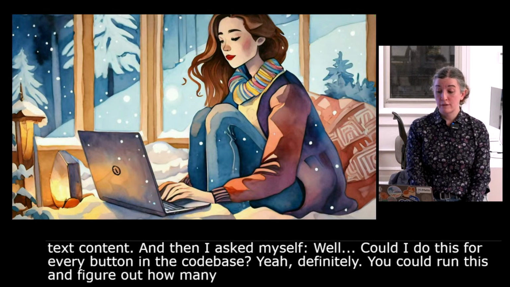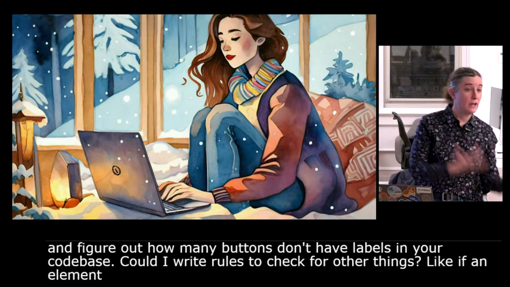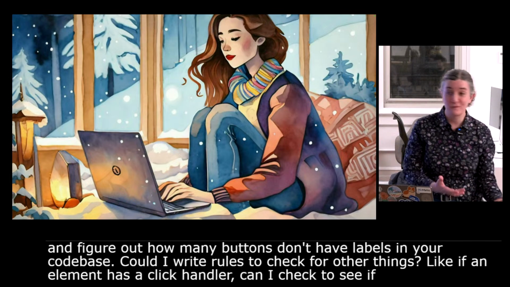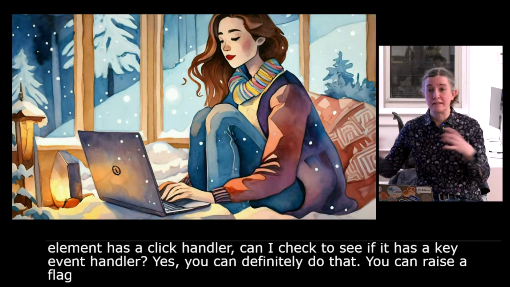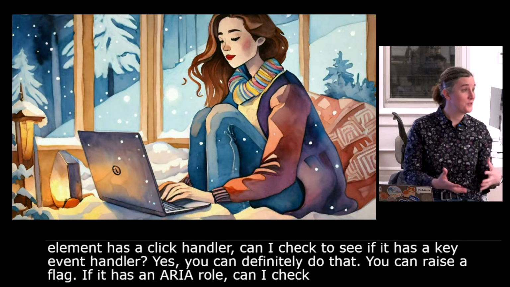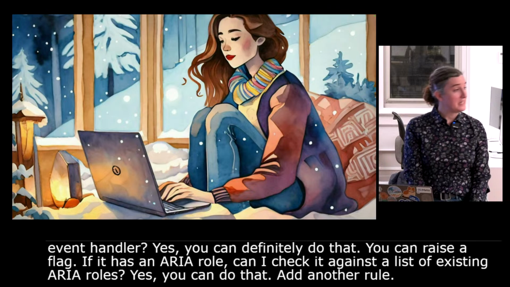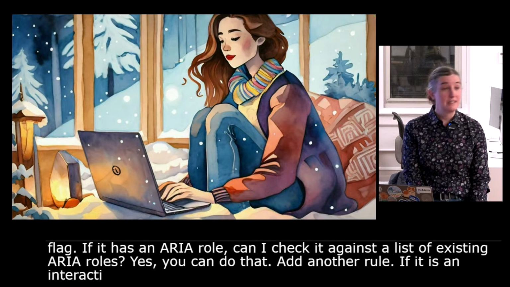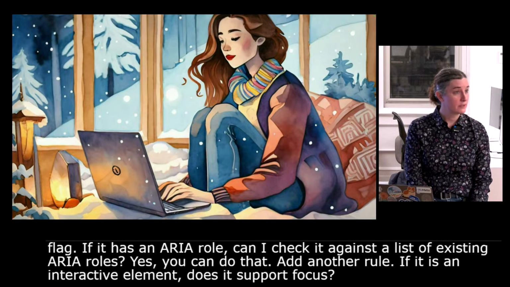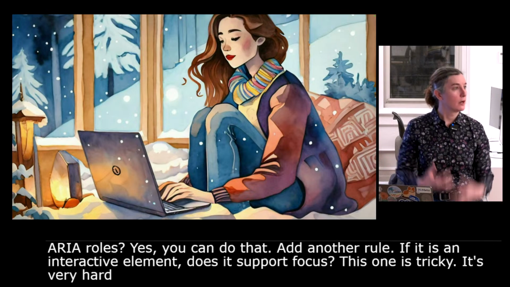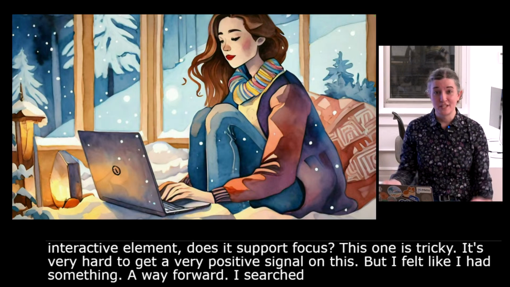Could I write rules to check for other things, like if an element has a click handler, can I check to see if it has a key event handler? Yes, you can definitely do that. You can raise a flag. If it has an aria role, can I check it against a list of existing aria roles? Yes, you can do that. I had another rule. If it is an interactive element, does it support focus? This one's tricky. It's very hard to get a very positive signal on this, but I felt like I had something, a way forward.